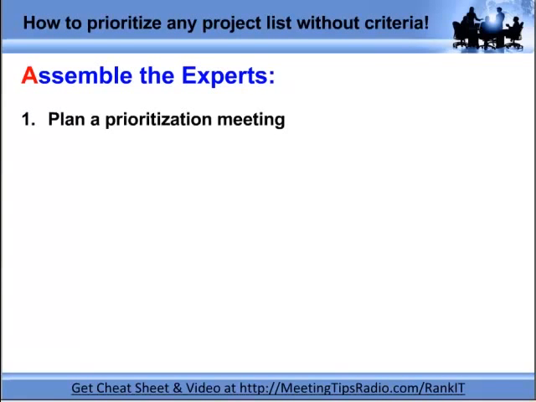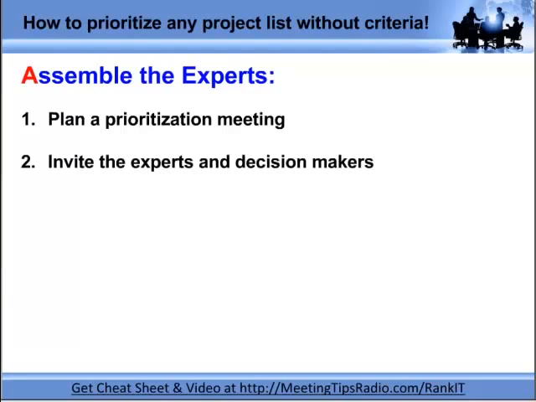Okay, so let's move on to the next slide, which is assemble the experts, Fred. Yeah, so I really like this part. Thank you for letting me have it, Reine. So that's your A in MAGIC, assemble the experts. Plan a meeting. We all know how to do that, right? You're going to tell them they're going to end up with a prioritized list. They may or may not believe you, but they've done some work that we talked about in the last slides. Make sure you invite the experts and the decision makers.